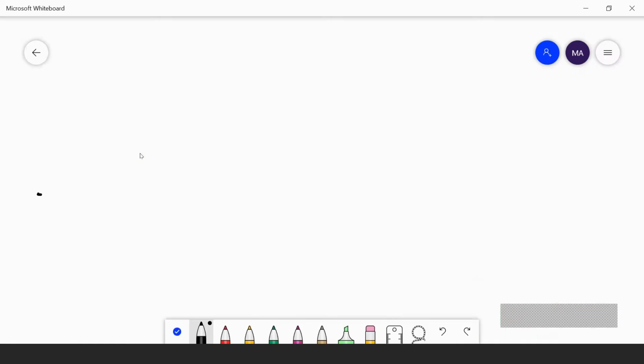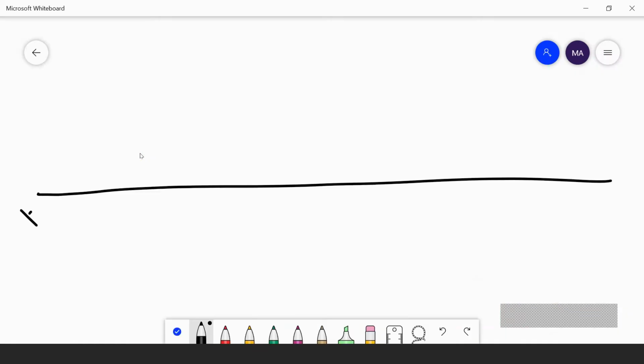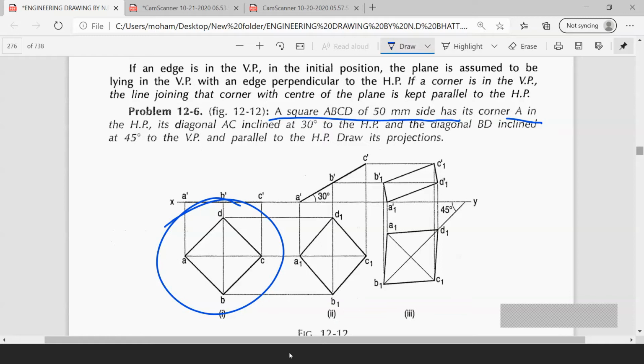I am considering the reference line XY. Before that, you should know where to draw the square. Here he has given clearly that the square ABCD of 50 mm side has its corner A in the HP. That means it is in the HP. It has given clearly. Understand? If the diagram is in the HP, the first inclination you have to draw is to VP. Okay, I will explain that next. First, you need to identify where you have to start the diagram.